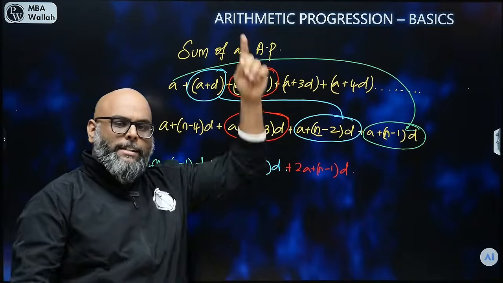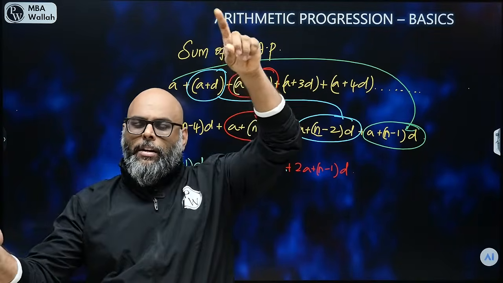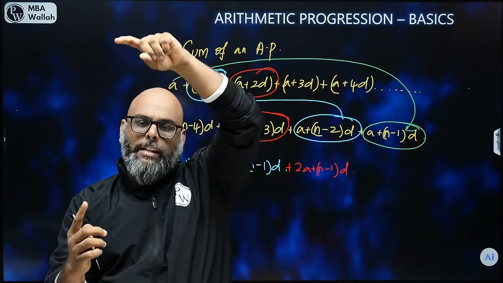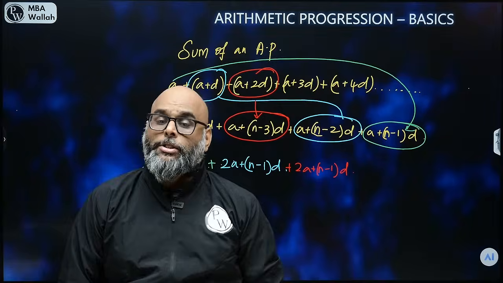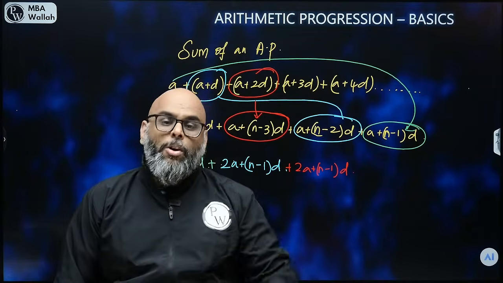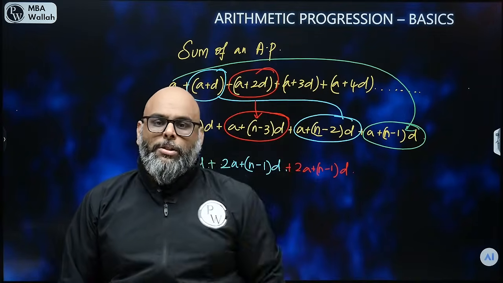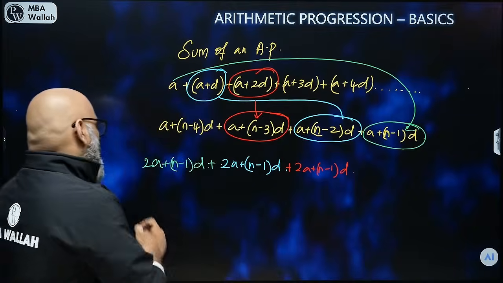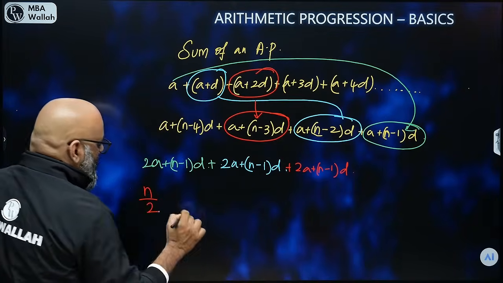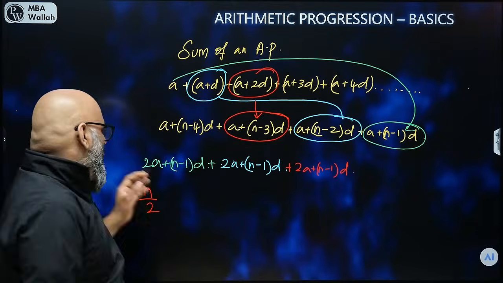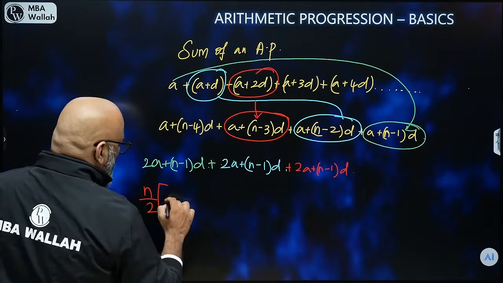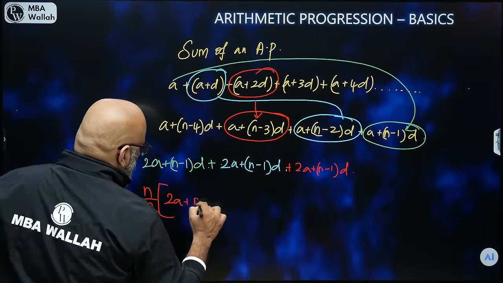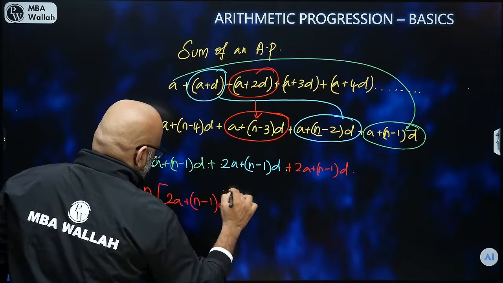2a plus n minus 1 into d from the first and 10th, second and 9th, third and 8th, fourth and 7th, fifth and 6th. How many pairs will I get? 5. So if there are n terms, how many pairs will I get? N by 2 times, correct? N by 2 times I will get this, or I can write this as n by 2 into 2a plus n minus 1 into d.